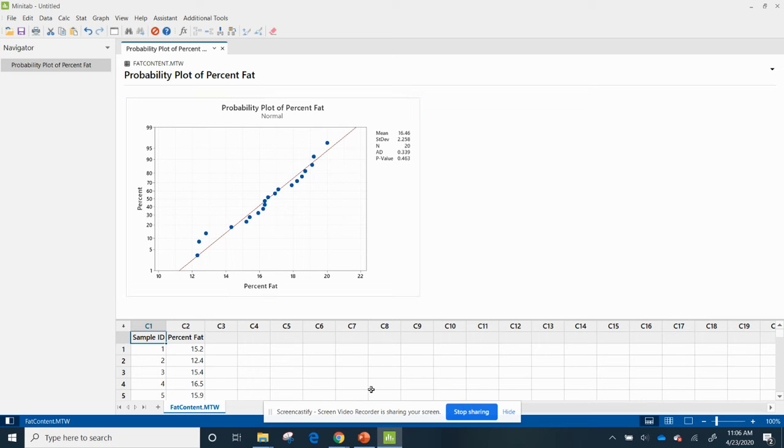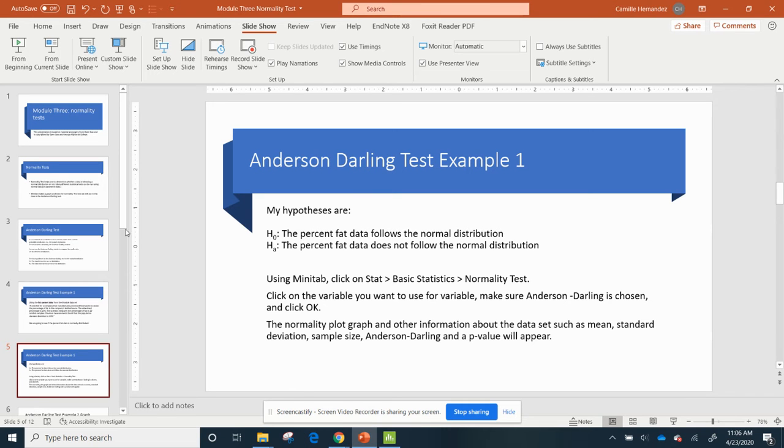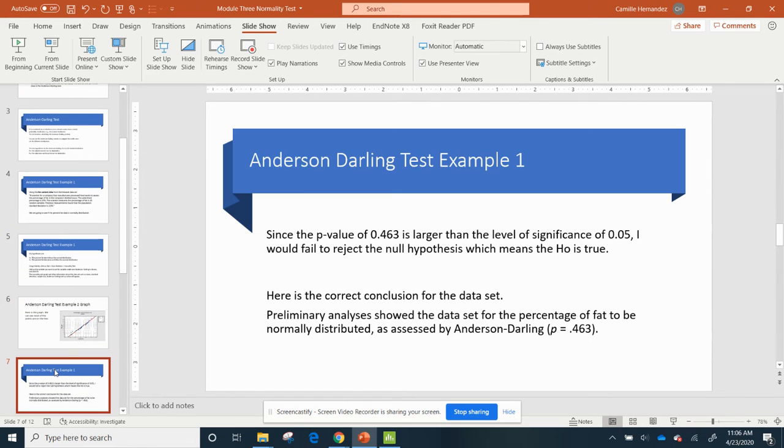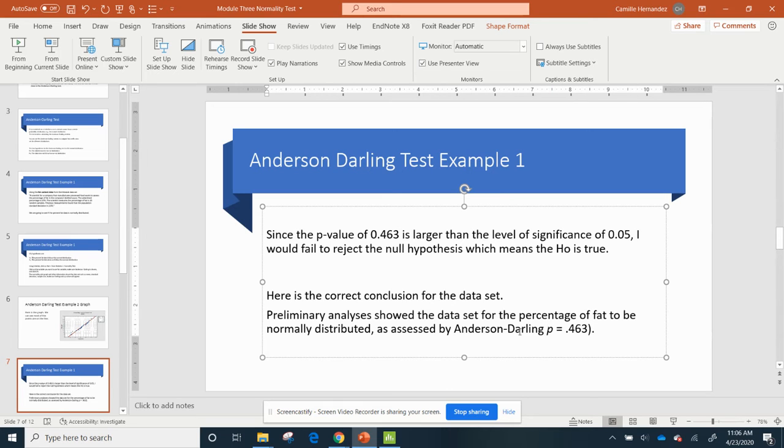Let's go back to the PowerPoint. I have everything I need, and you'll see that I have that on there. When I write it up, I'm going to add the Anderson-Darling value just so I have it in there. We're going to call it AD. So I've got to use the Anderson-Darling value for my results, but I also have to put in my p-value.